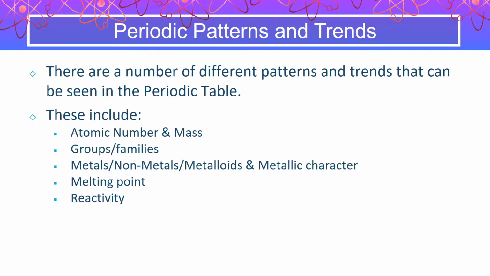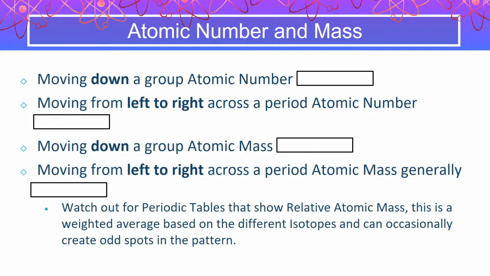So there is a number of different patterns and trends that you can actually see in the periodic table. Some of them are pretty basic, like how atomic number and mass number change as you move through, or what the groups and different families there are, or metals, non-metals, metalloids, and how metallic something is. But then we also see patterns with melting point and how reactive they are, and that changes across the periodic table. It depends on, are you on the right or the left, the top or the bottom? Are you in a column with metals or a column with non-metals, and all those sorts of things. So we're going to have a look at a bunch of those different properties and trends today.